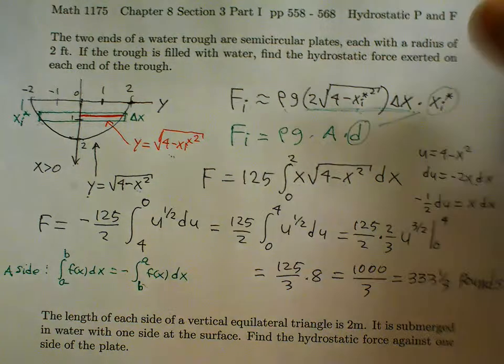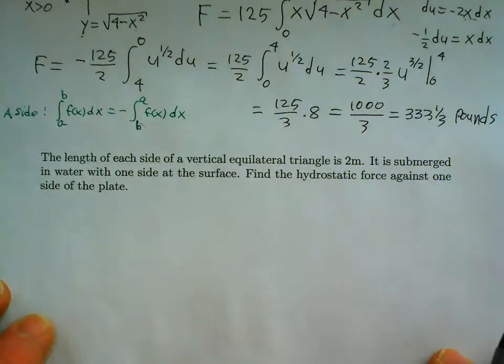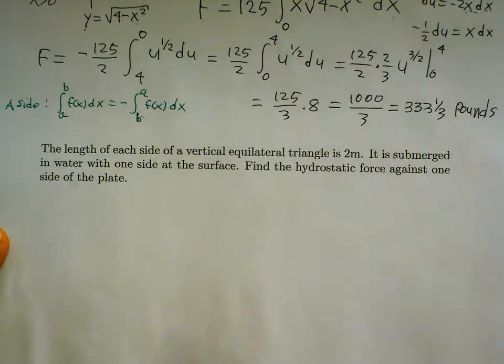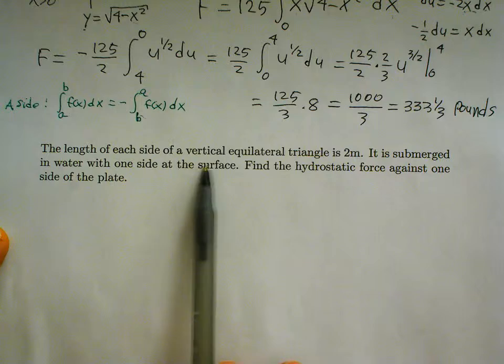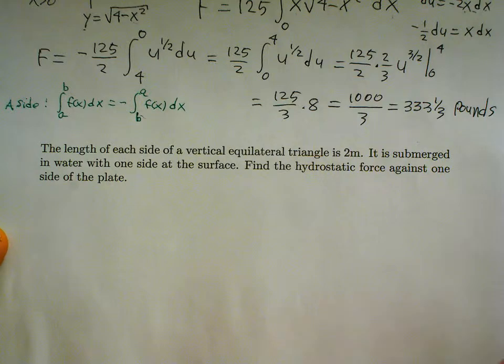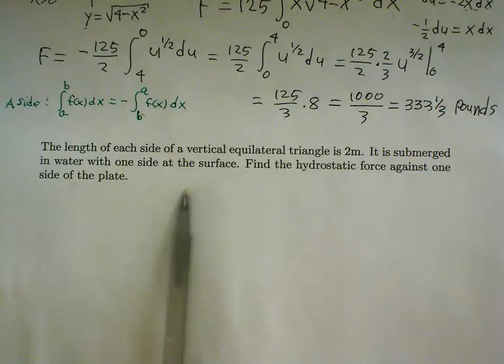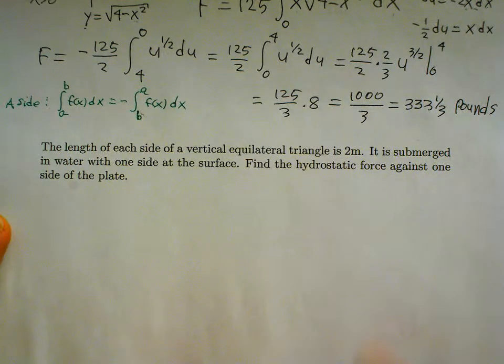Let's go ahead and get started on the next one, and we'll quit before it gets too late. This one, the length of each side of a vertical equilateral triangle is 2 meters. It is submerged in water with one side at the surface. Find the hydrostatic force against one side of the plate.